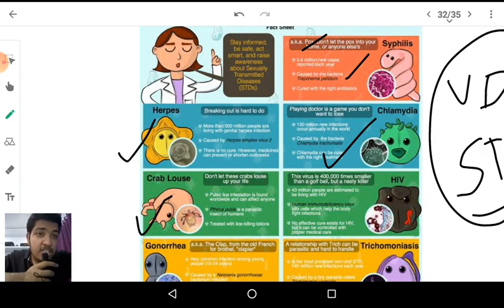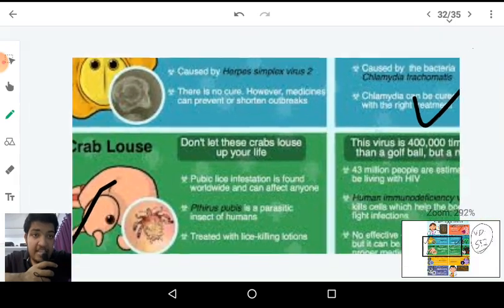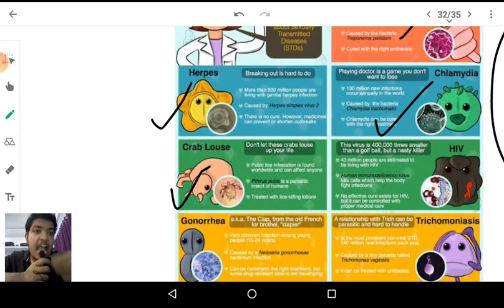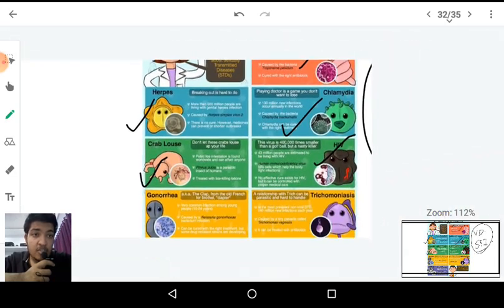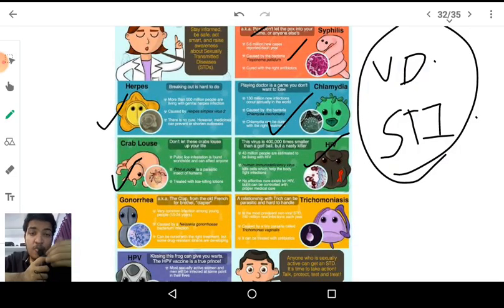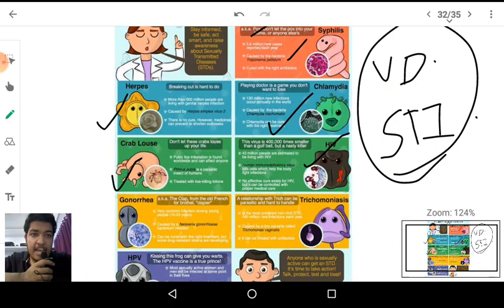Crab lice, which is caused by Pthirus pubis, is a parasitic insect of humans, and that can be treated with lotions. Next is HIV, which causes acquired immunodeficiency syndrome, AIDS, which is causing deaths of millions across the globe, and that is again not curable. Next is gonorrhea, which is caused by the bacterium Neisseria gonorrhoeae, which again can be cured by using antibiotics. Next is trichomoniasis, which is caused by Trichomonas vaginalis. That is again a parasitic infection, and it can be cured by using antibiotics.